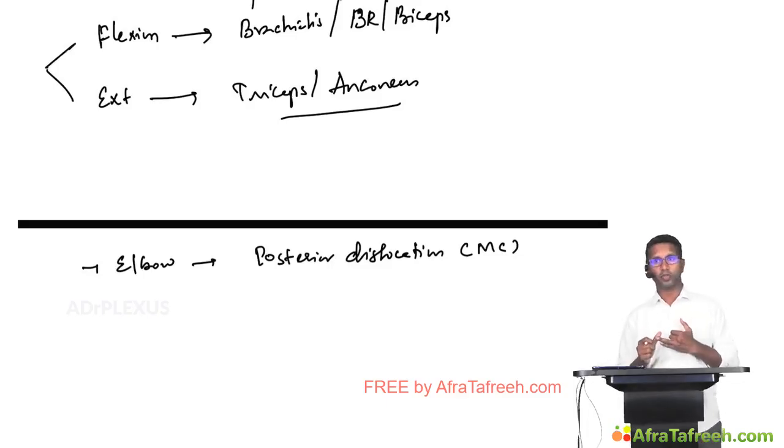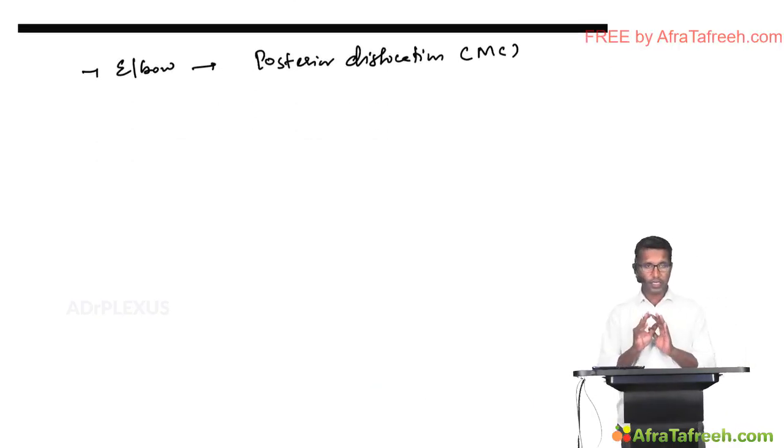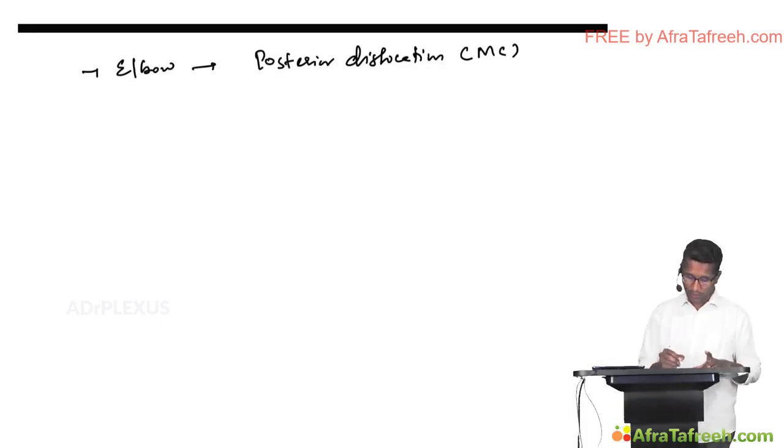Shoulder joint dislocation, the most common nerve injured is the axillary nerve. Okay, so this is about the elbow joint. Next, there are several other joints. We'll just see the types of the joints. Okay, so that is more than enough.